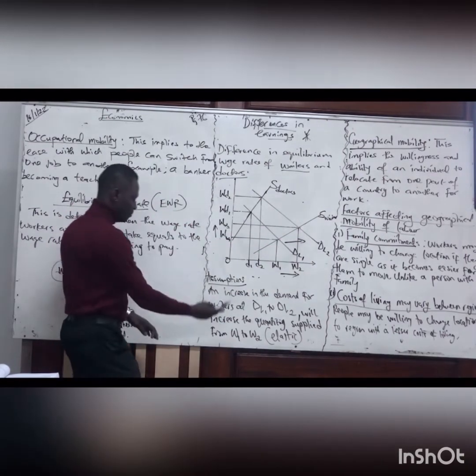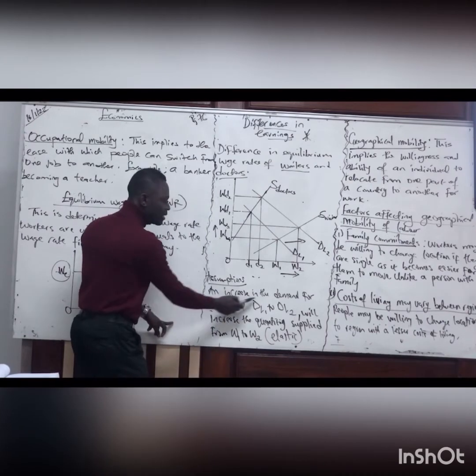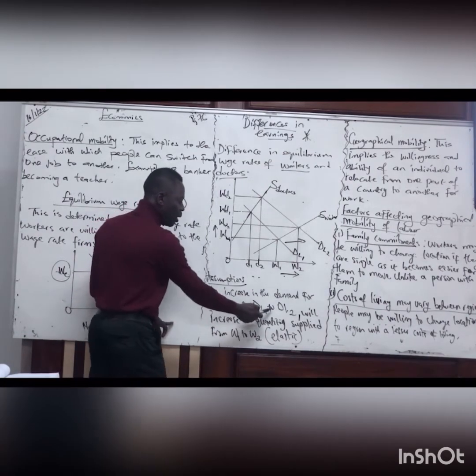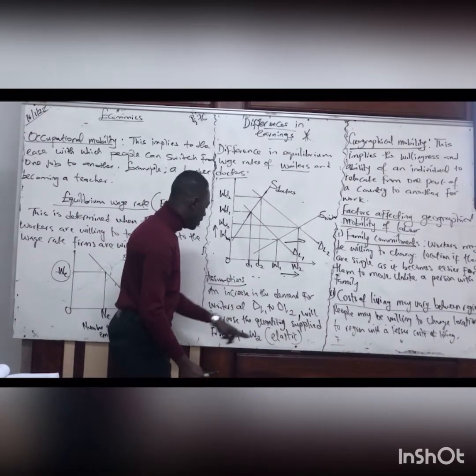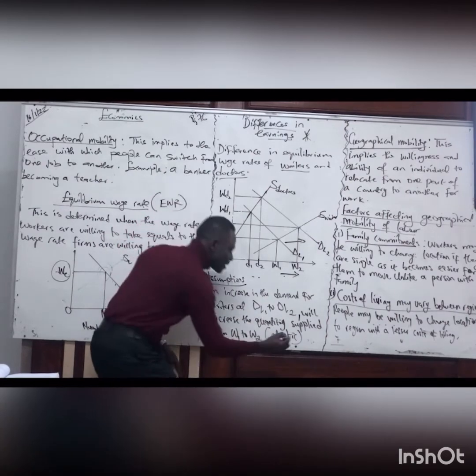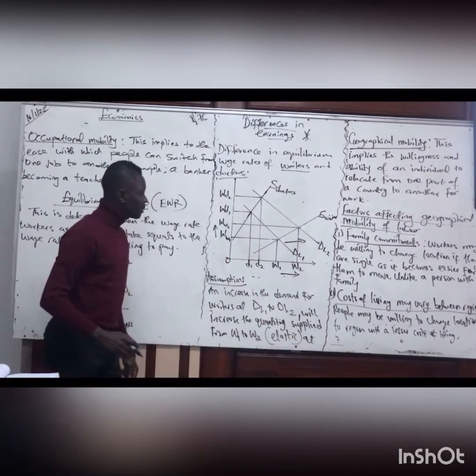Good. So here we said what? An increase in the demand for waiters at DL1 to DL2 will increase the quantity supplied from W1 to W2 at a minimum wage rate.